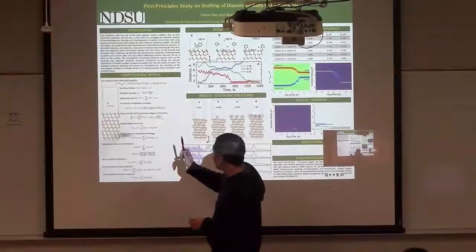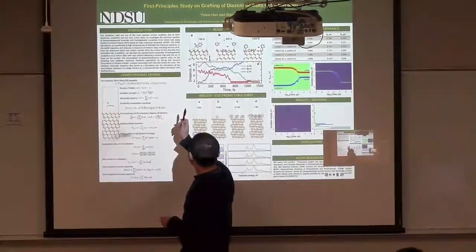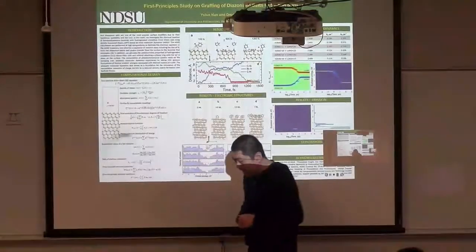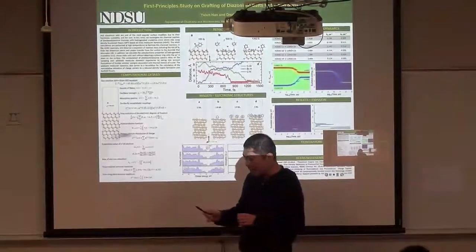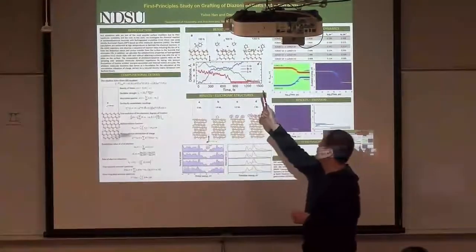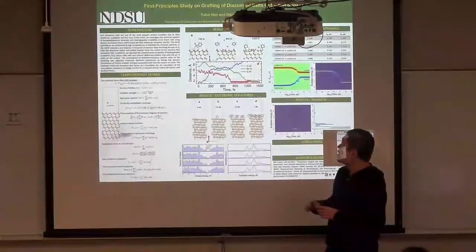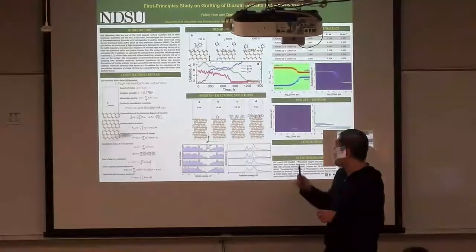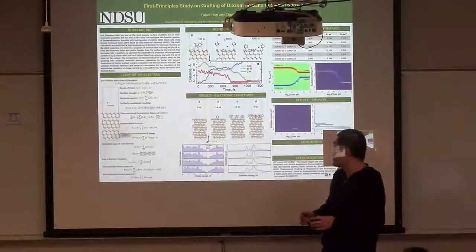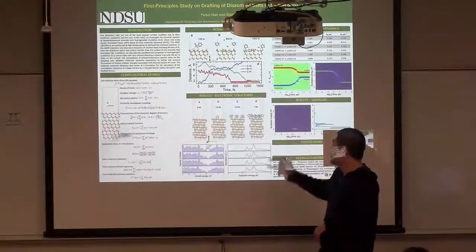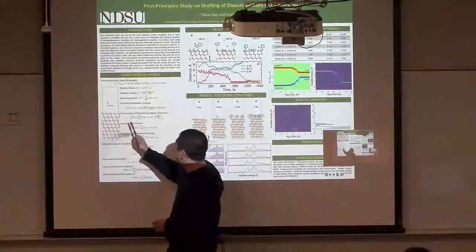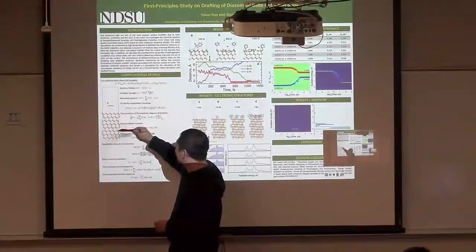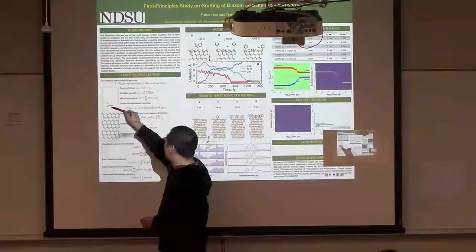I have two goals for this project. The first goal is to figure out how this kind of grafting reaction happens. The second goal is to find out what kind of effect this functionalization introduces into the silicon surface system. So here is my model. This is the silicon 111 surface, and this is the diazonium molecule.